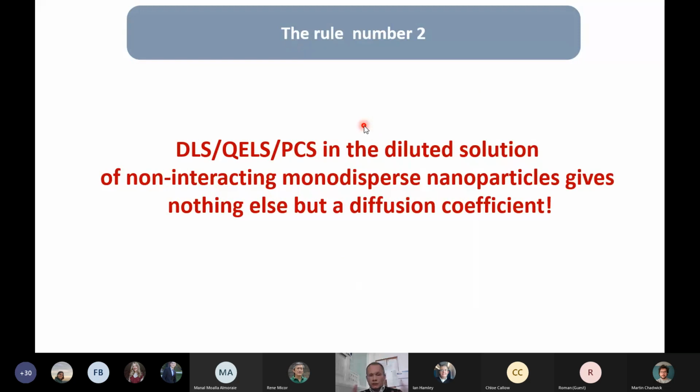Okay, and rule number two that I would like to provide you, and it is a take-home message, is that dynamic light scattering in a dilute solution of non-interacting monodisperse nanoparticles gives nothing else but a diffusion coefficient, right? It is the alpha and omega of your dynamic light scattering experiment. Everything else that you probably get from your instrument is based on assumptions. In general, dynamic light scattering measures, calculates the diffusion coefficient.